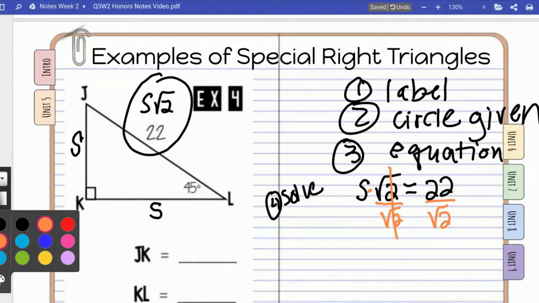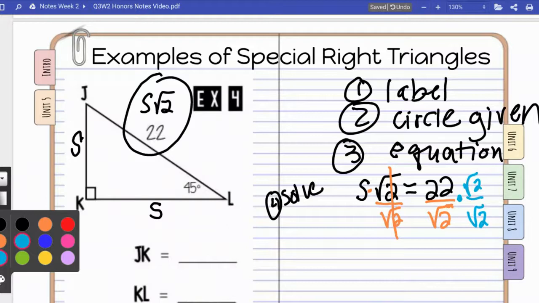Those cancel. Well, in math, 22 divided by the square root of 2 is not the proper way to write this answer. So we have to do this thing called rationalizing the denominator. Some of you guys looked this up and some of you guys learned this in Algebra 1. I did put this on a previous homework. So rationalizing the denominator is just a fancy way to say I need to multiply this equation by the square root of 2 over the square root of 2.